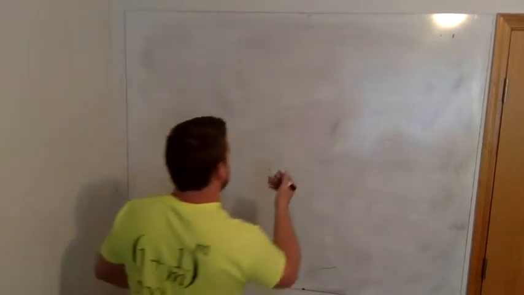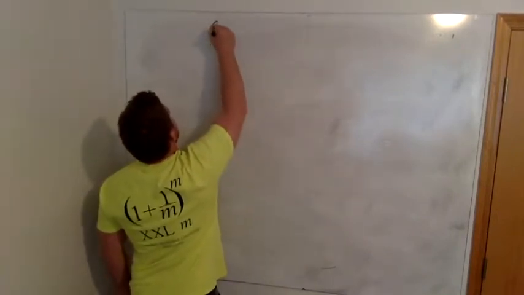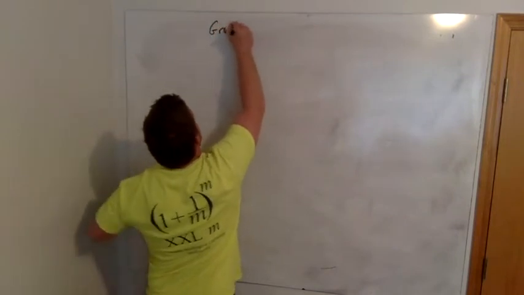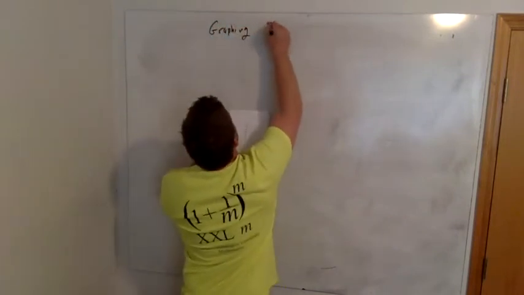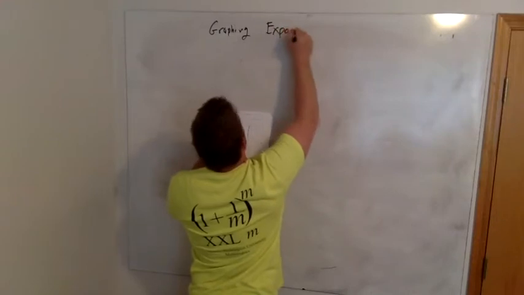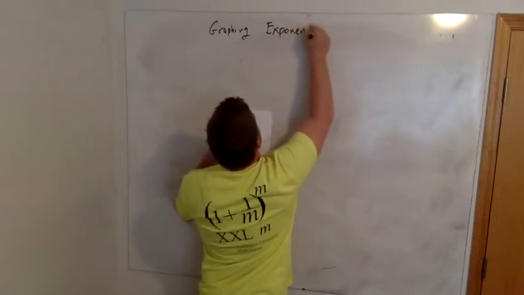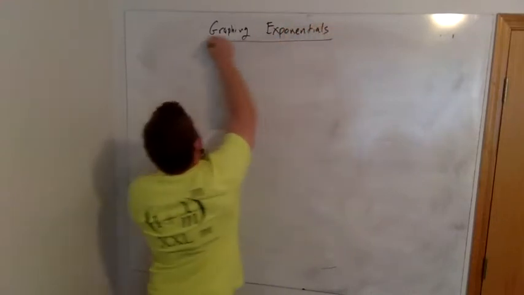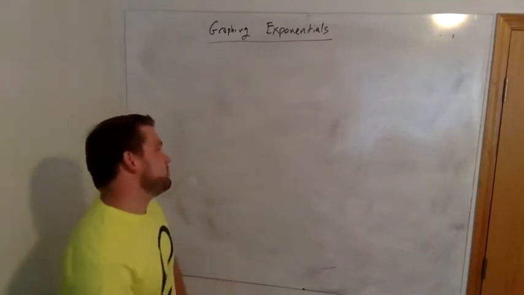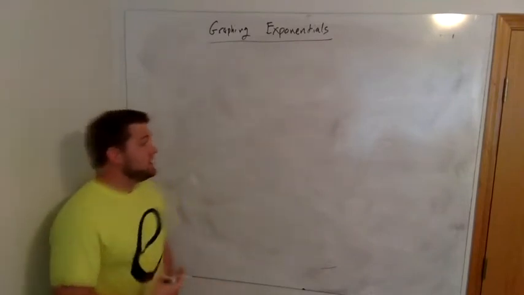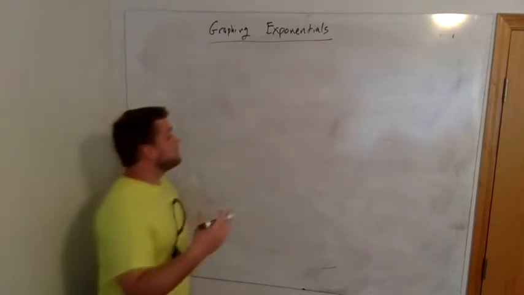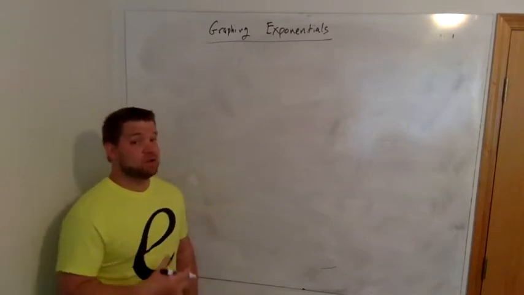Let's graph two different ones. So, graphing exponentials. Okay, so when we're graphing an exponential, what we're going to want to get away from, is whenever you're trying to figure out what a graph of a function looks like, first, we're going to make a t-table.